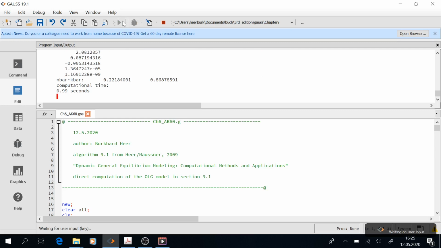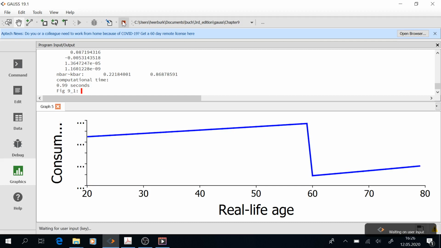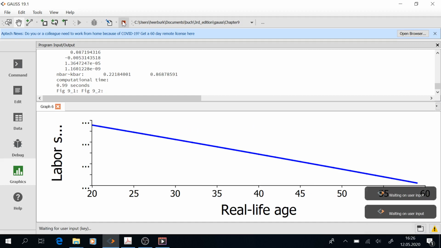And you see within a second it computes the solution to this problem. The aggregate labor supply, we use the variable name n bar here, is equal to 0.2218. So our first initial guess here, 0.20, was very close. And the capital stock is equal to 0.868, also very close to our first guess. Our policy function looks like the one presented in the slides. So we have the hump-shaped capital age profile, wealth age profile. We have the consumption age profile with the kink. And we have the downward sloping labor supply.